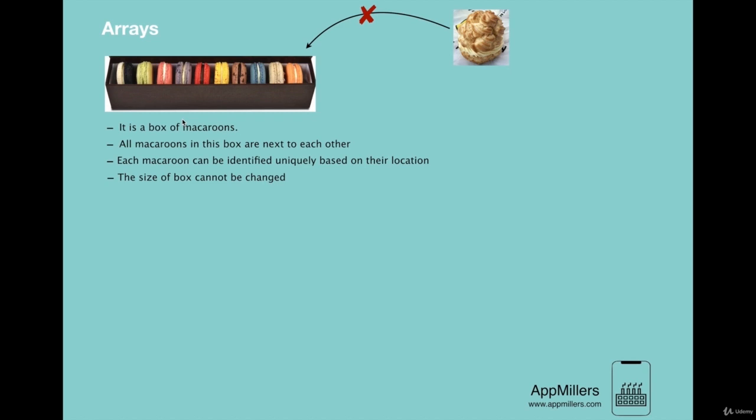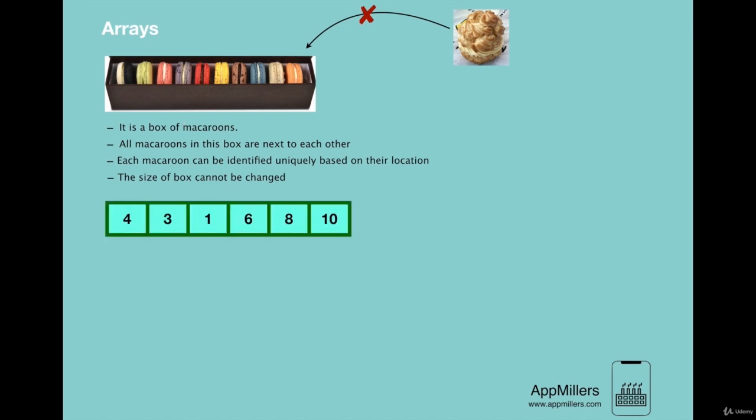So if we compare this box of macarons with the array structure, we see that they are very similar. A typical array structure looks like this. Here we have 6 elements. You can easily see that the appearance of the macaron box and the array structure somehow look like each other. Now let's look at the properties of this array, and we will see that they are similar to the properties of this box over here.